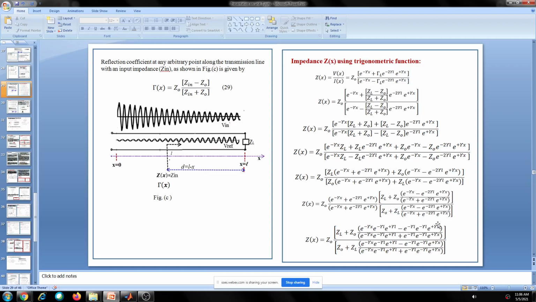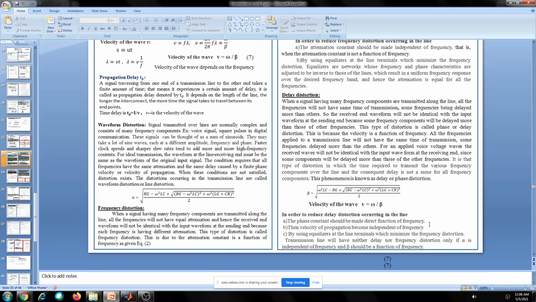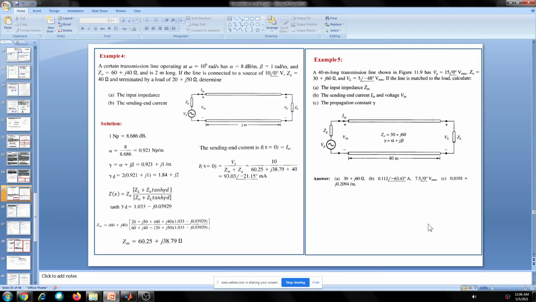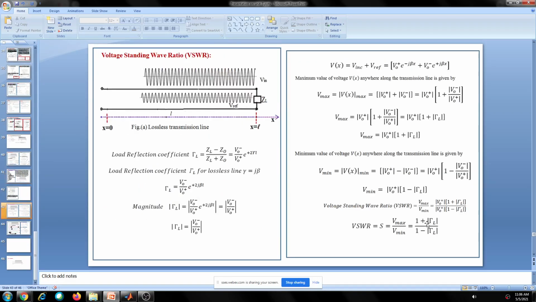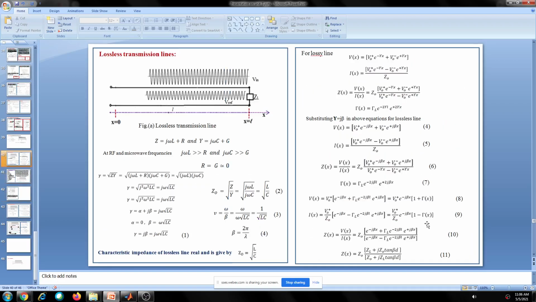Just by doing these mathematical manipulations, you can show the input impedance of a lossless line. The input impedance of a lossless line is given by Z0 (ZL plus j Z0 tan beta l) over (Z0 plus j ZL tan beta l). There is no hyperbolic function here, but it is there in the lossy line. Okay, this is the lossless line.